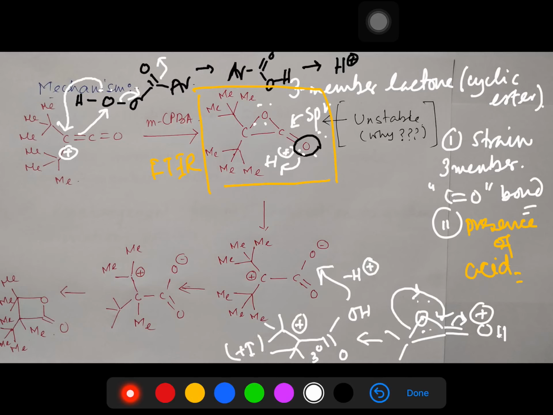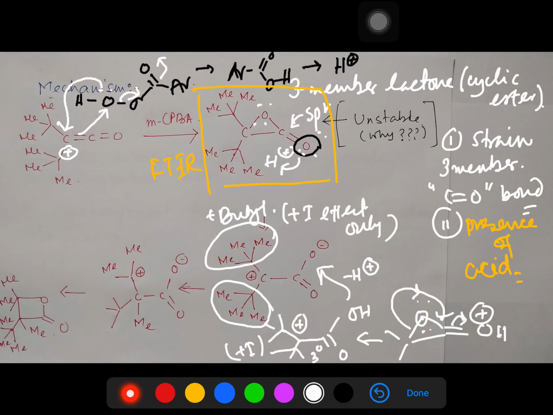Why? Because here there are only 2 methyl groups, which can show, actually there are tertiary butyl groups there. So this is t-butyl, so they can only show the plus I effect. Okay, so only the plus I effect, but no hyperconjugation-based stability. So consequently, we know that a carbocation can undergo rearrangement. So rearrangement is possible. So what happens in this case? Rearrangement happens: this methyl group migrates from here to here.